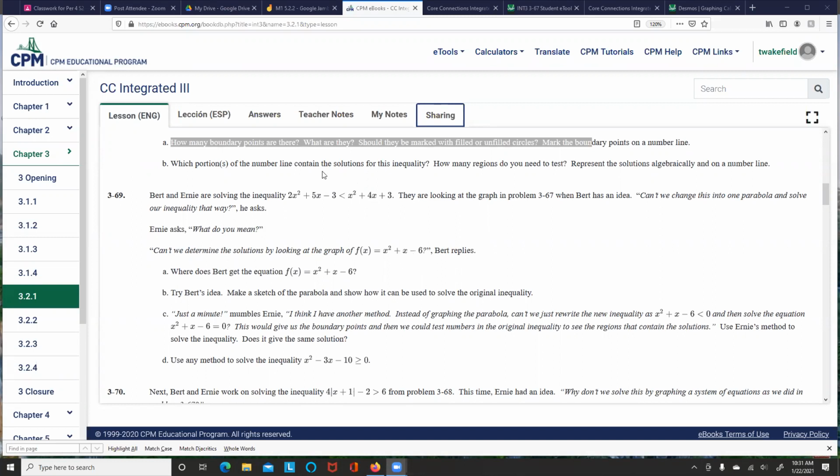Where does Bert get this equation from, from those two equations? How does he get this from that? Think back to our previous sections. How do you get this from this? What can we do here?